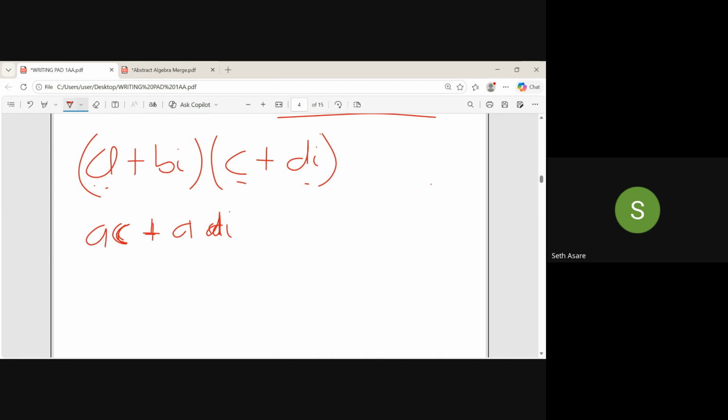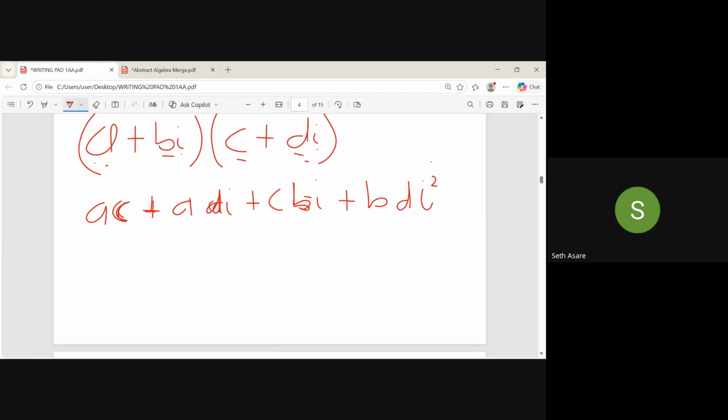Now I come here. This B is multiplying this one, so I'll write CBI. All right. Now plus, look at that. B is multiplying D. That will be BD. But I here is multiplying I here. So that one becomes I what? I square.